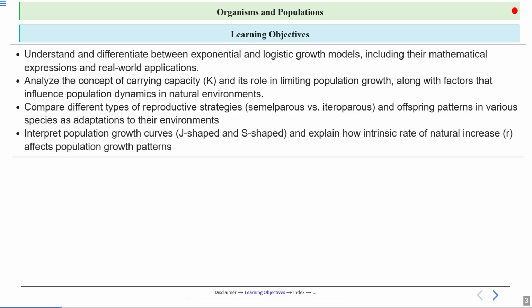Then in the end, we will interpret the population growth curves. We'll talk about the J-shaped and S-shaped curve. And then we'll also understand how the intrinsic rate of natural increase, which is represented by r, affects the population growth patterns.